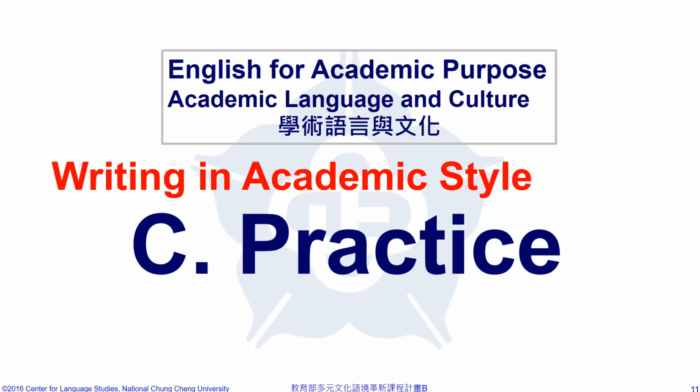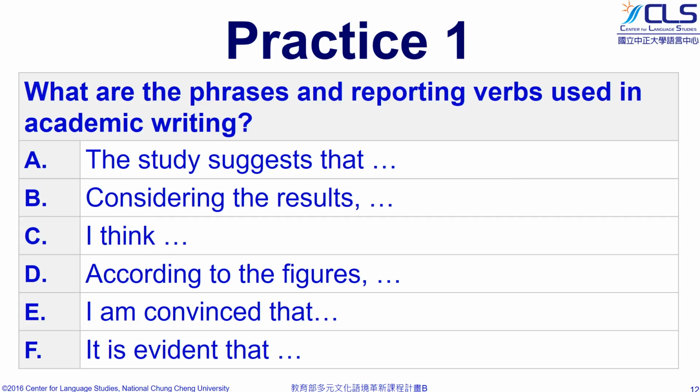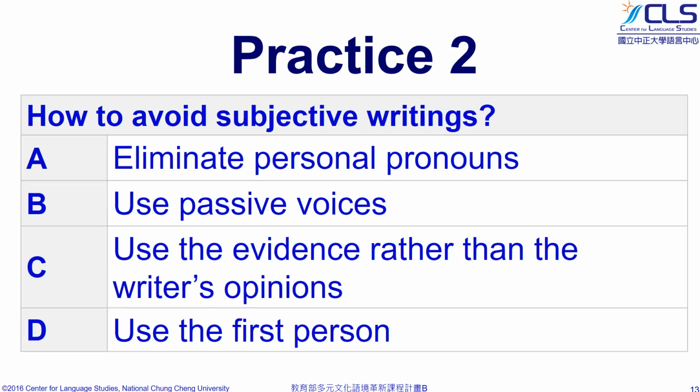Okay, let's check how much we've learned. What are the phrases and reporting verbs used in academic writing? "I'm convinced that" and "I think" are too personal, so they are not appropriate in academic writing. Being impersonal is very important in academic writing. How to avoid subjectivity and be objective in academic writing? We don't usually use the first person pronoun. Do you get it right?